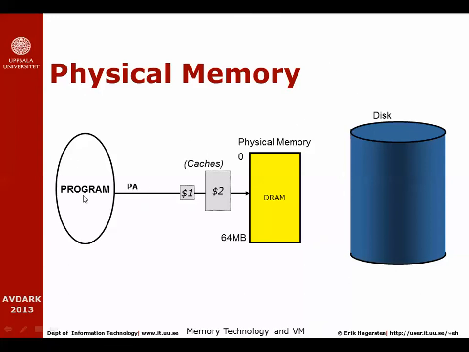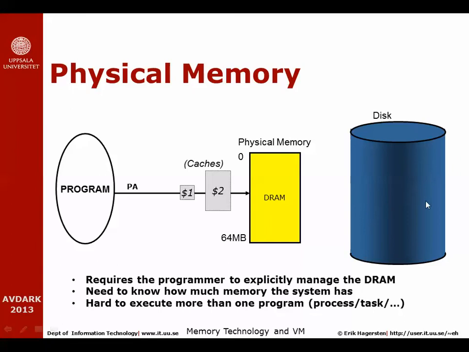First of all, if the program generates physical addresses and accesses DRAM directly, that means that the programmer will have to explicitly manage the contents of the DRAM. So the programmer would have to move chunks of data from the disk into the DRAM, work on it for a while, store the result back to disk, and so on. So that would add extra complexity for the programmer. But it also means that the programmer must know how much physical memory you are going to have in the machine where you're going to run your application.